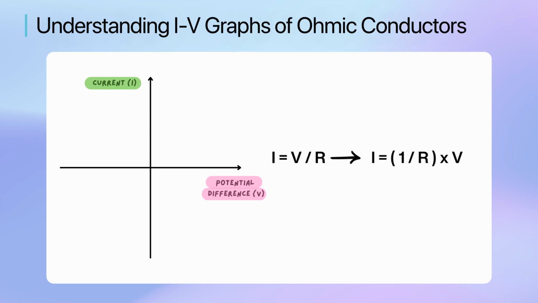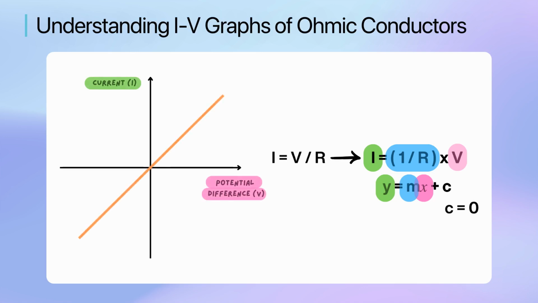This corresponds to the equation of a straight line, y equals mx plus c. In this scenario, y, current I, is plotted on the vertical axis. x, potential difference V, is plotted on the horizontal axis. m, the gradient, is 1 divided by R. c, the y-intercept, is 0, since at 0 volts there should be 0 current. This means the graph of an ohmic conductor will be a straight line passing through the origin, 0, 0.